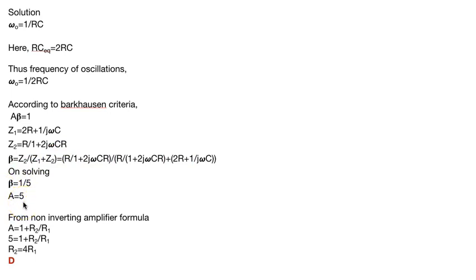Then A becomes 5. From the non-inverting formula, we know A equals 1 plus R2 by R1. And putting this in, we get R2 equals 4R.